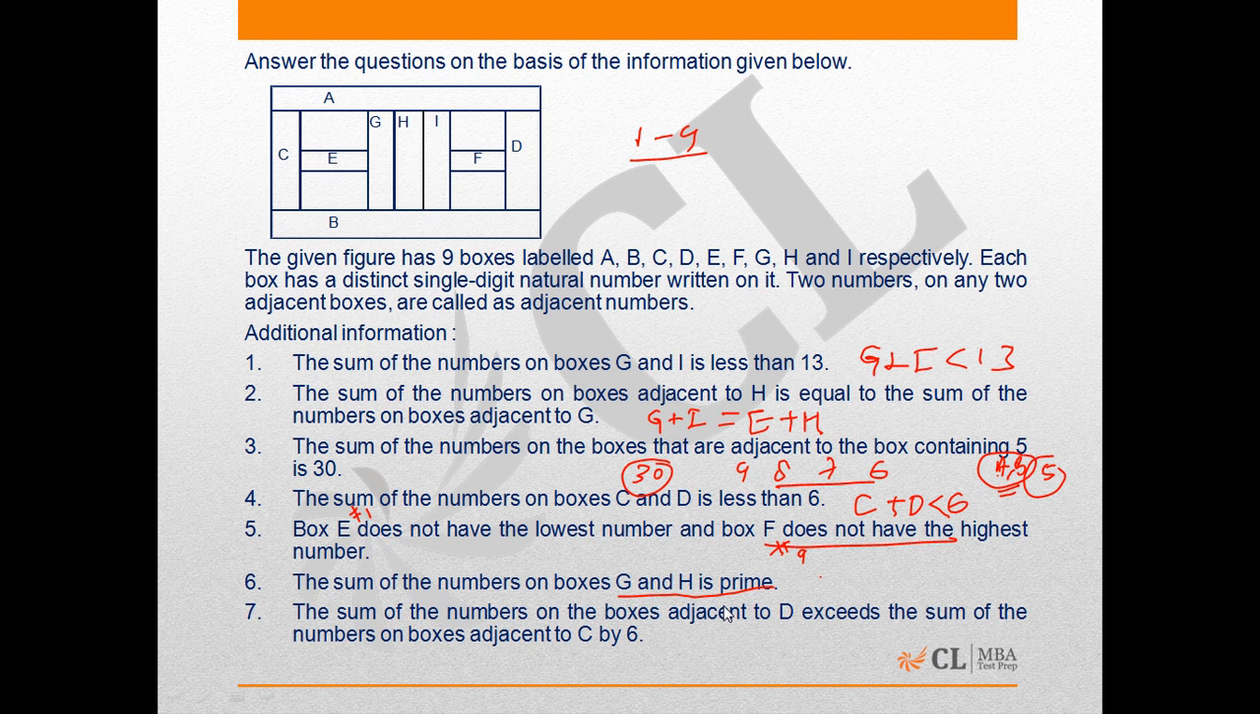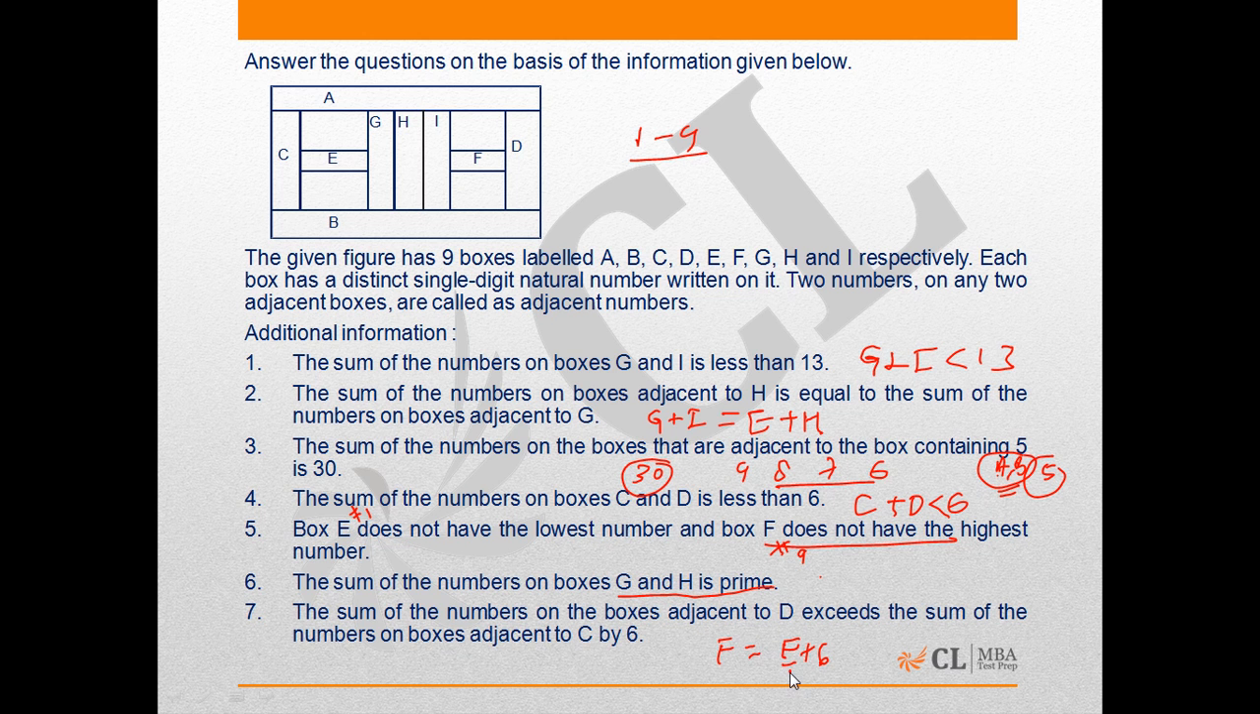In statement 7 it is given that the sum of the numbers on the boxes adjacent to D exceeds the sum of the numbers on the boxes adjacent to F by 6. The boxes adjacent to both C as well as D are A and B, and the remaining box adjacent to C is E and that to D is F, which means F is E plus 6.